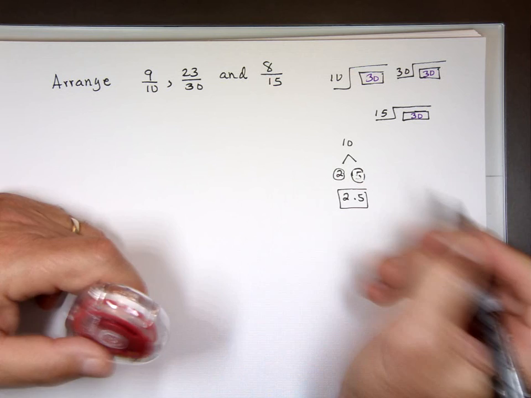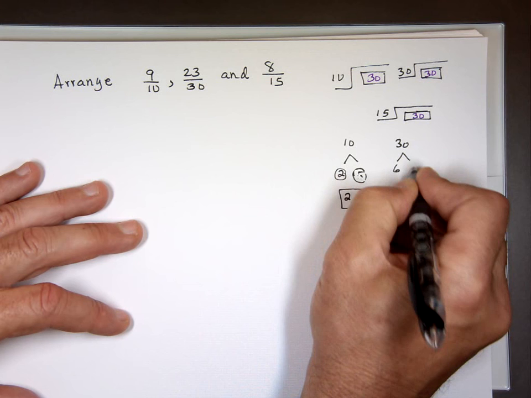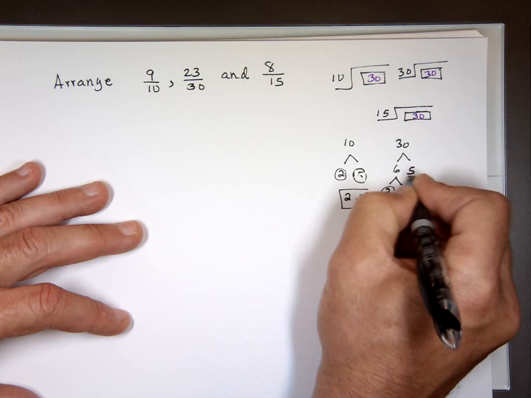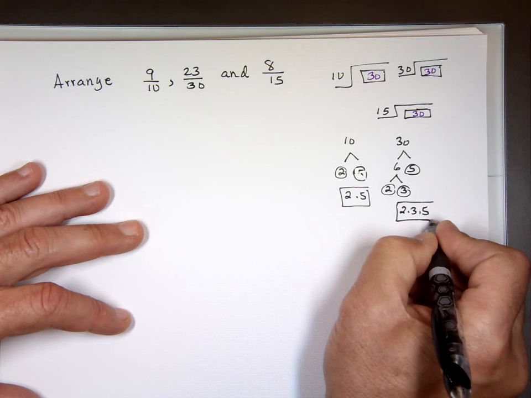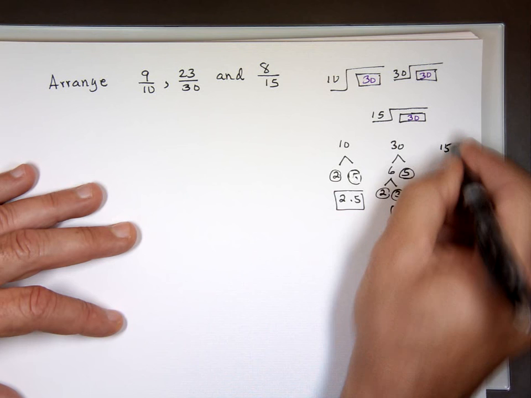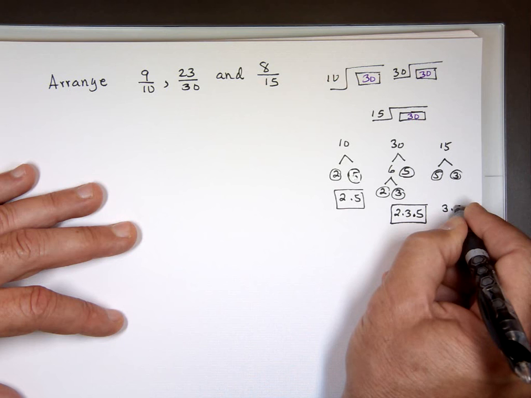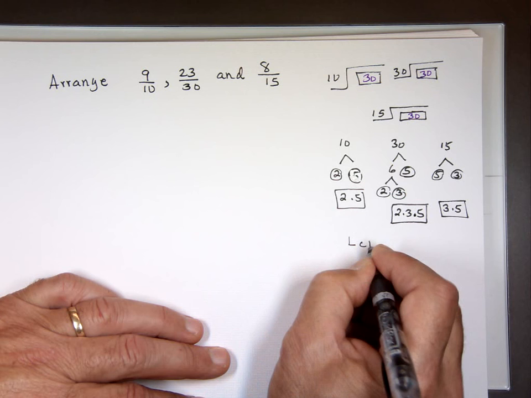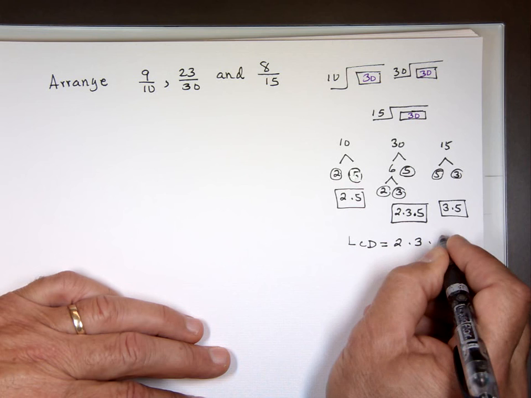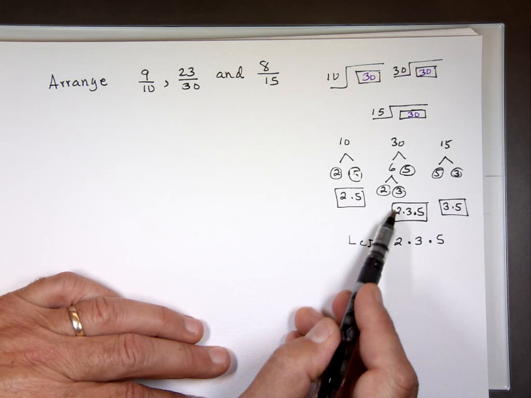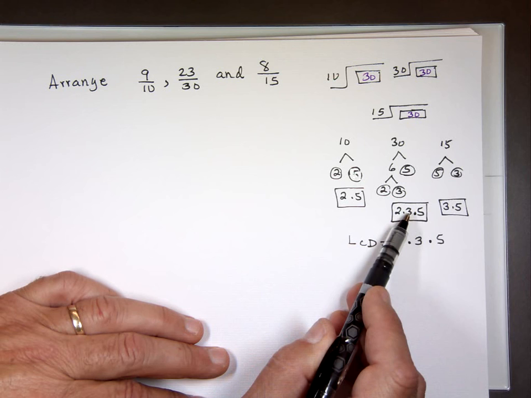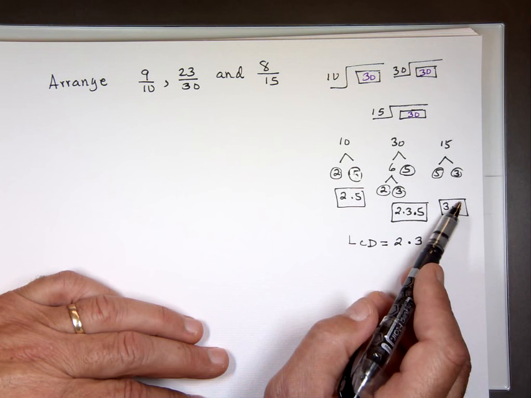Take the 30, 6 and 5. 6 can be broken down into what? 2 and 3? So 1 two, 1 three, 1 five. Take the 15. 5 and 3, they're all prime numbers. So what's my LCD? It's the multiplication of all the different factors. I see a 2, I see a 3, I see a 5. What is the highest power of 2? It's 1 here, it's 1 here, that's a 1. How about the 3? The power is 1. How about the 5? Power of 1, power of 1, power of 1. 2 times 3, 6 times 5, 30.